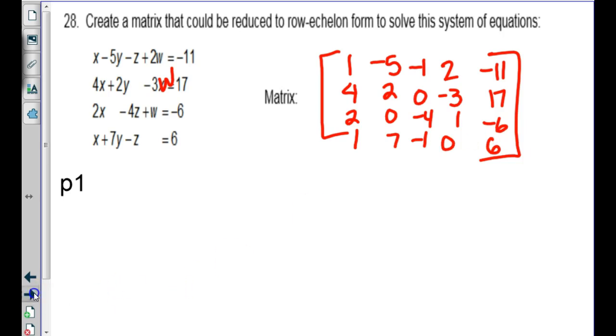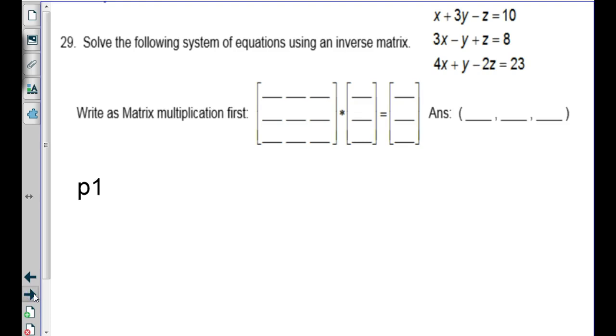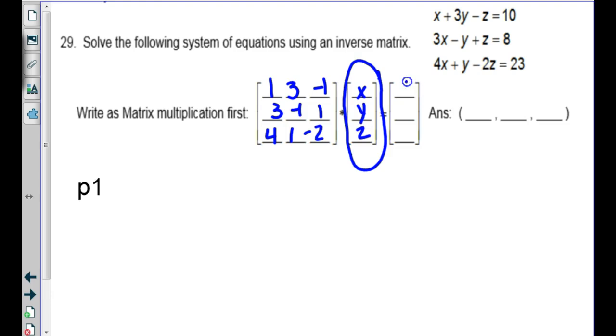If you missed that question on the quiz, I just kind of want to cry for you. Okay, number 29. Most of you were good at this. What are we doing here? What's the trick? The trick is this middle one has to be X, Y, Z. So we had 1, 3, -1, 3, -1, 1, 4, 1, -2, and the answer matrix was 10, 8, 23.